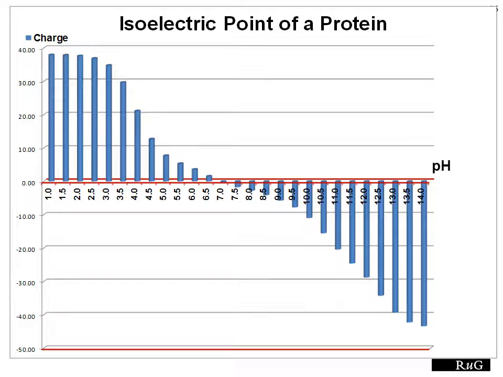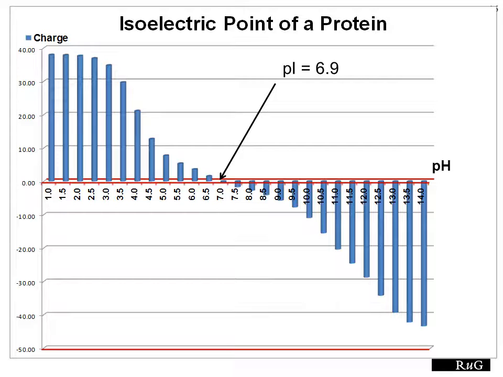As we go further to the basic side, the protein will acquire negative charge, up to a value of about 43. These numbers are dependent on the number of basic and acidic amino acids in this protein. You can see that the isoelectric point is around pH 7 in this case. Actually, it's calculated to be 6.9.